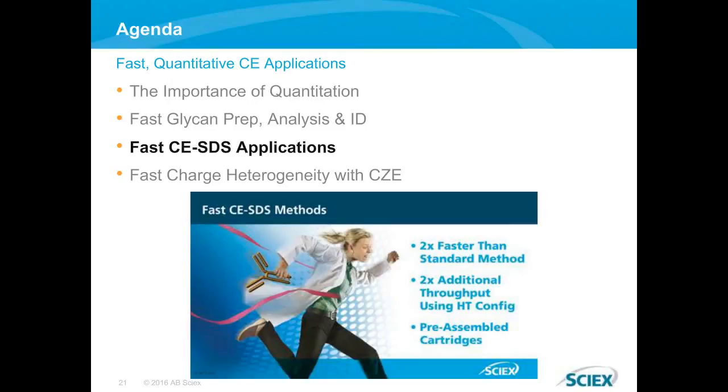Switching gears slightly, but staying on the topic of fast applications, we wanted to talk about fast CE-SDS applications. We've got a very interesting optimized method that lets you run 2x faster than our standard CE-SDS method and 2 times higher throughput, just by optimizing the tray configuration. And then I'll go into a little more detail about those pre-assembled cartridges because you can use those for the SDS analysis as well. I think we have another poll here that's going to discuss how you actually do SDS analysis if you're doing that today.